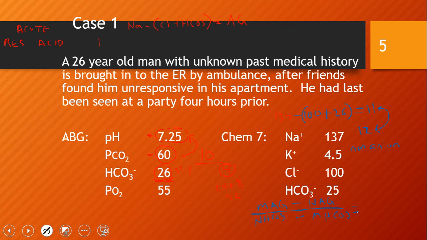So measured anion gap, I'll do this over here. Measured anion gap was 11 minus normal is 12, over normal HCO3. Normal HCO3 is normally 24 minus the measured. The measured is 26. So we get like what, negative 1 over 2. I guess that's our delta. I'm not very good at fractions. I don't really hate math. But anyway, whatever. Not really helpful to us.